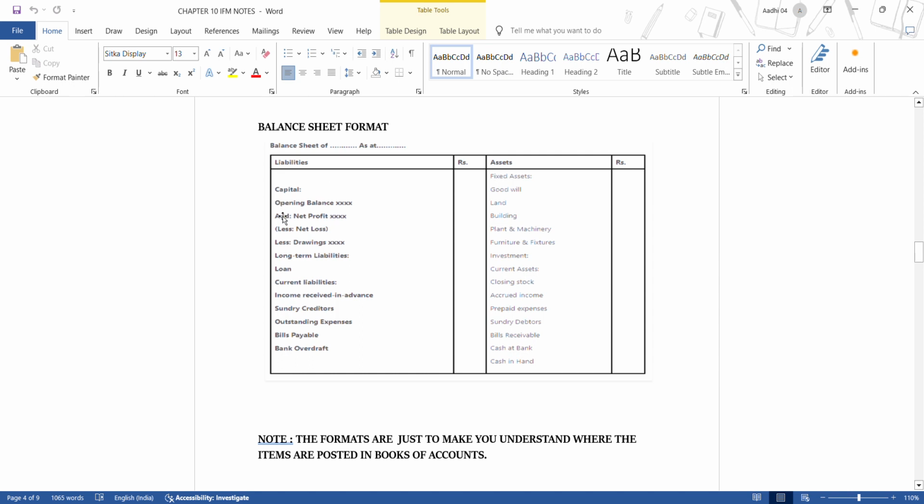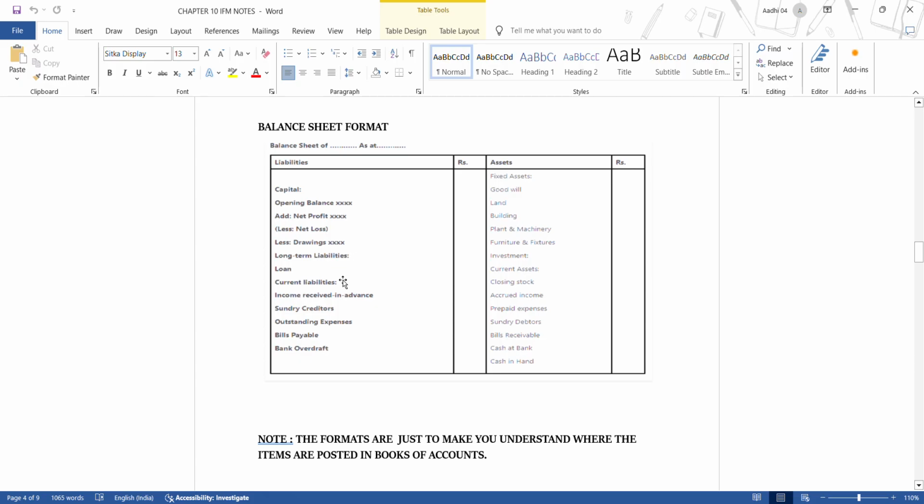Now capital. To find capital there are certain steps which you don't have to learn, but as part of the format it is given here, so you don't need to worry. It will be given in your question with the amount. Under fixed assets there are goodwill, land, building, plant and machinery, furniture and fixtures, investment. Under current assets there are closing stock, accrued income, prepaid expenses, sundry debtors, bills receivable, cash at bank and cash in hand.